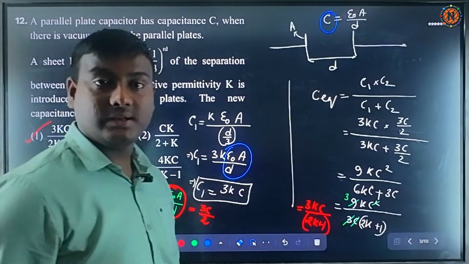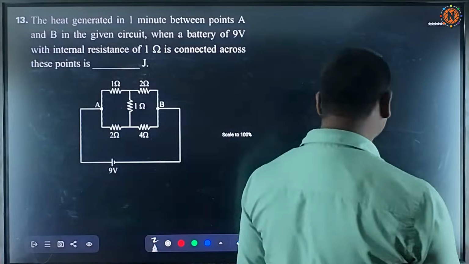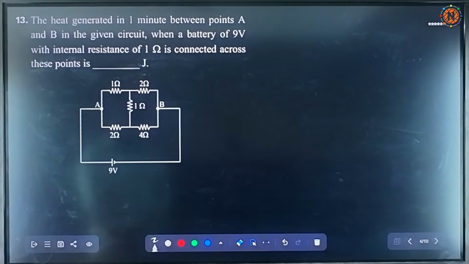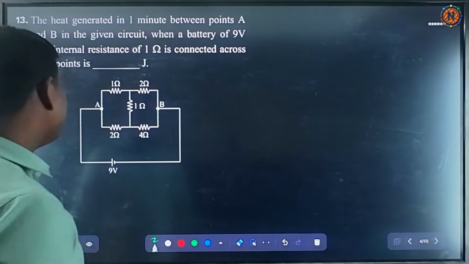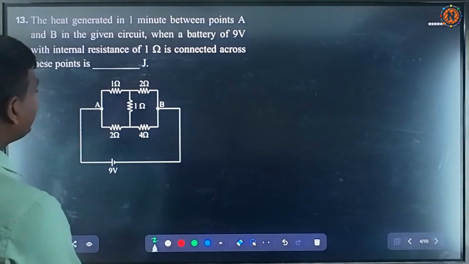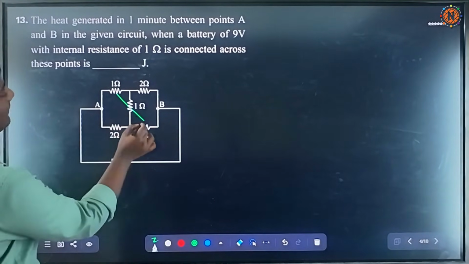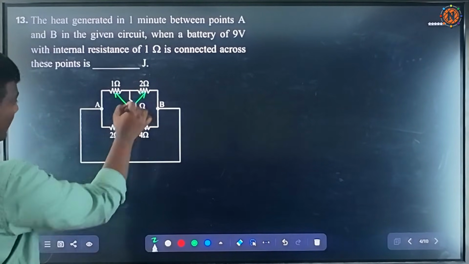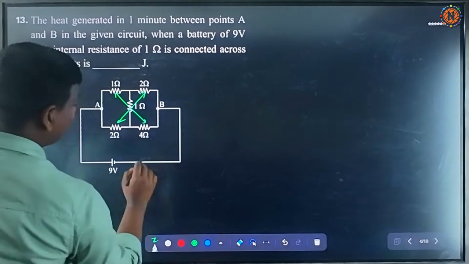Okay, very easy question. Next, let's go to the next question. That is the heat generated in 1 minute in the given circuit. I can see that this is a balanced Wheatstone bridge, because if you multiply these terms, 1 into 4 is 4, and the diagonals 2 into 2 is 4. So this is a balanced Wheatstone bridge.